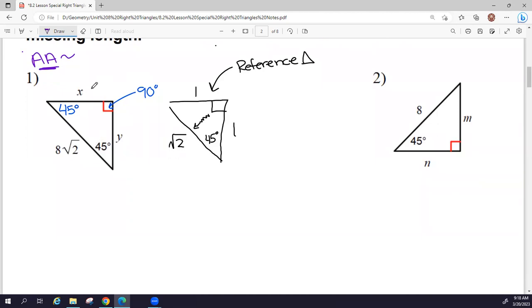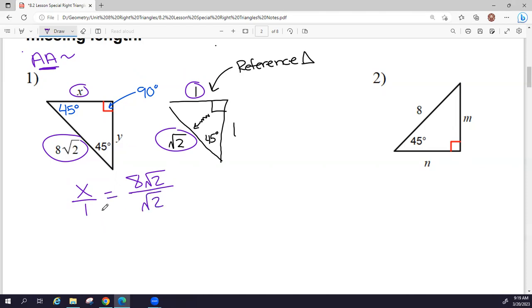And so if I want to find x, I can match it with its side. And it's really easy if you draw the reference triangle in the same orientation as the triangle you're trying to solve. And so I'm going to set up a proportion x over 1. And then I'm going to set up another proportion using a value in this triangle I know. So I know the hypotenuse. So I'm going to match it with the hypotenuse, 8 root 2, and then we'll divide it by that side, root 2.